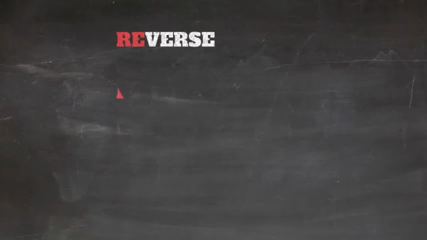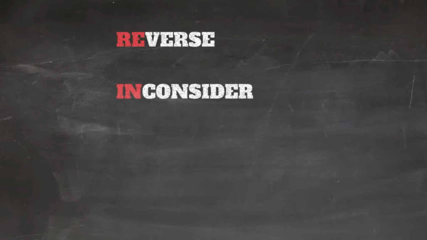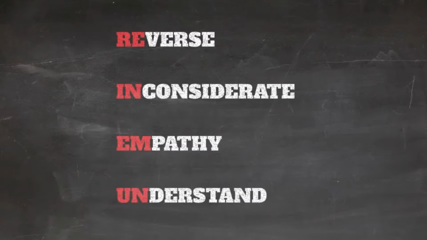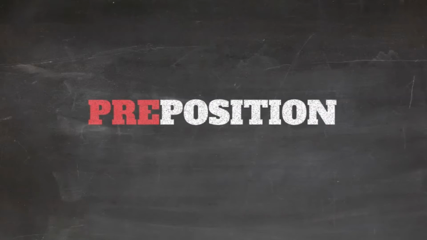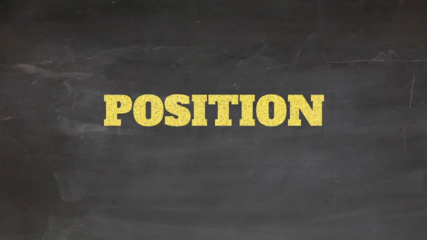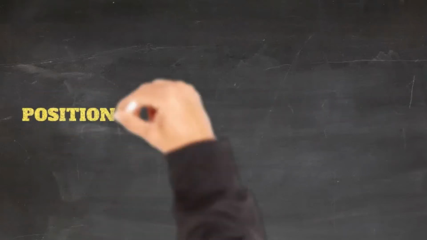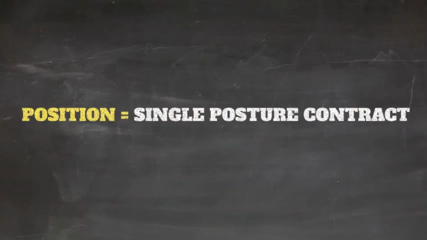Or any words that have a prefix, like RE, IN, EM, or UN. All these prefixes mean no or back. They negate the now and are no contract words. To change this word preposition to a positive performance word, we can drop the prefix pre, leaving us with the word position, which means single posture contract, a positive performance word.